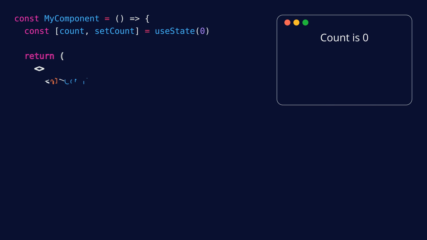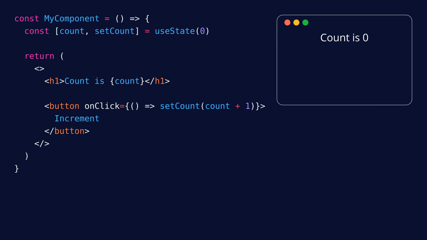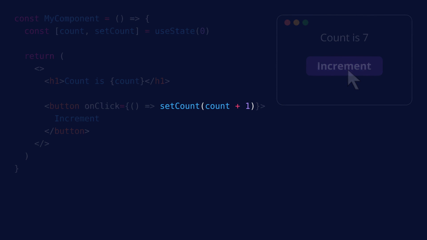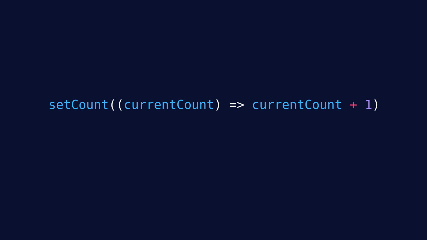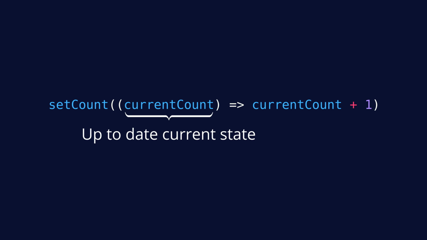it. For example, we can call setCount to increment the count when a button gets clicked. So each time the button is clicked, the count gets incremented by 1 and the component re-renders. When the next state that we pass to the update function is computed from the current state, we can directly pass a function that takes the current state and returns the next state. This guarantees that we compute the next state from the up-to-date current state.